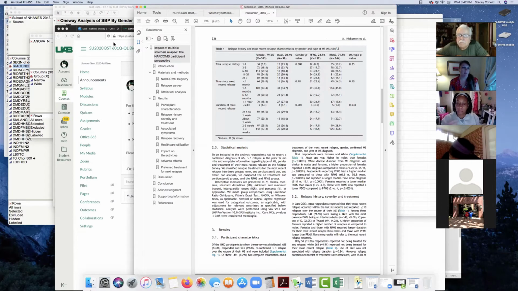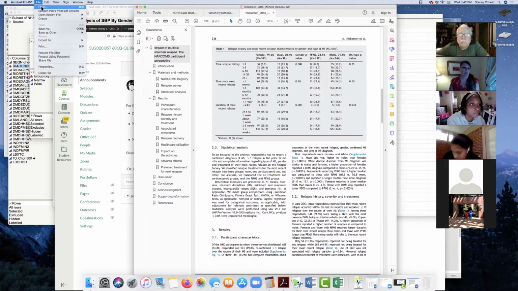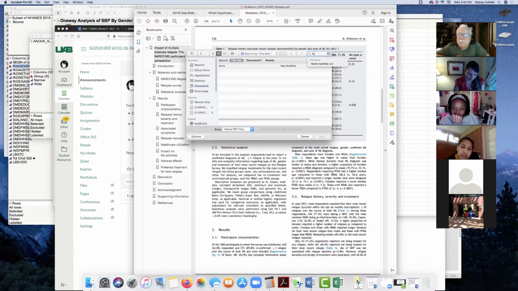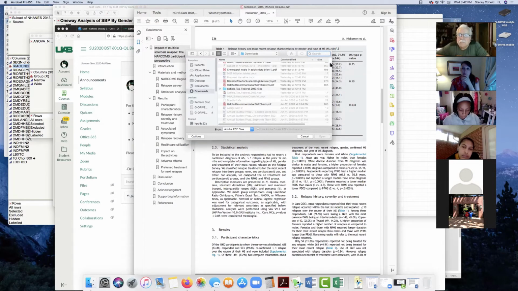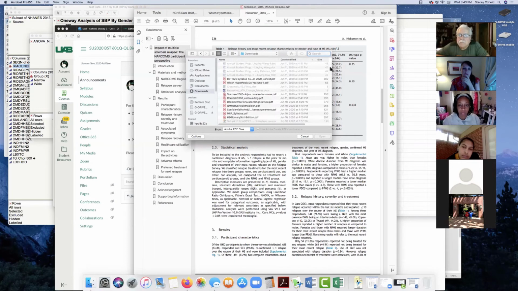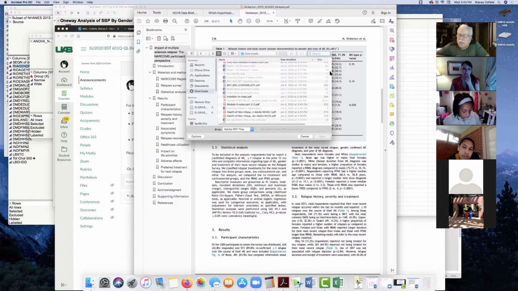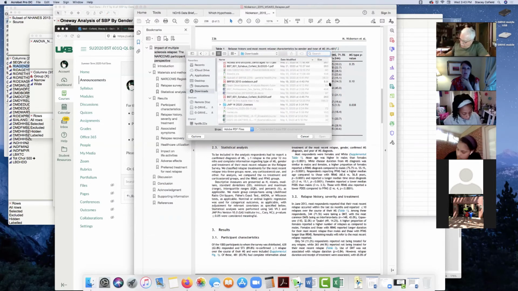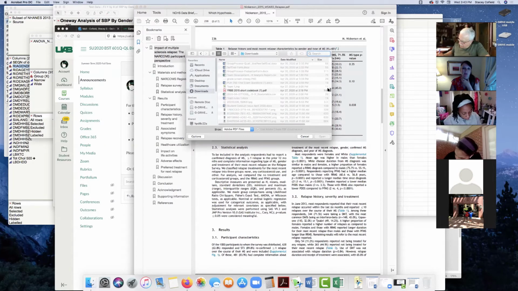Let me pull up another one. Let's go to my downloads and pull up another paper here. So Table 1 in each of our data briefs is usually the summary of the cohort? Yep, cohort summary. Let me see if I can find another one.